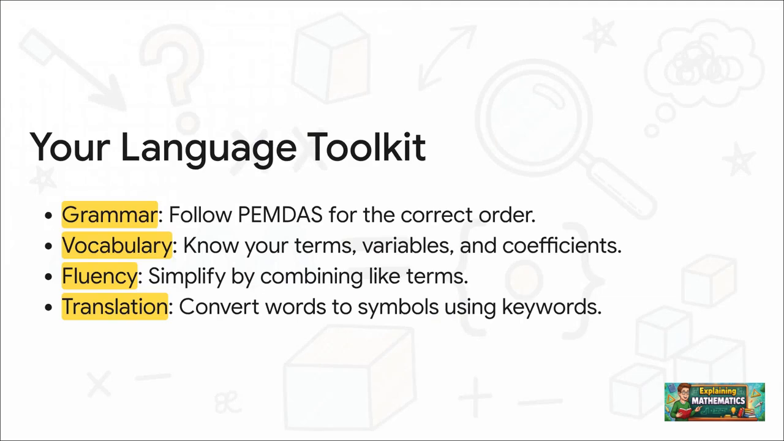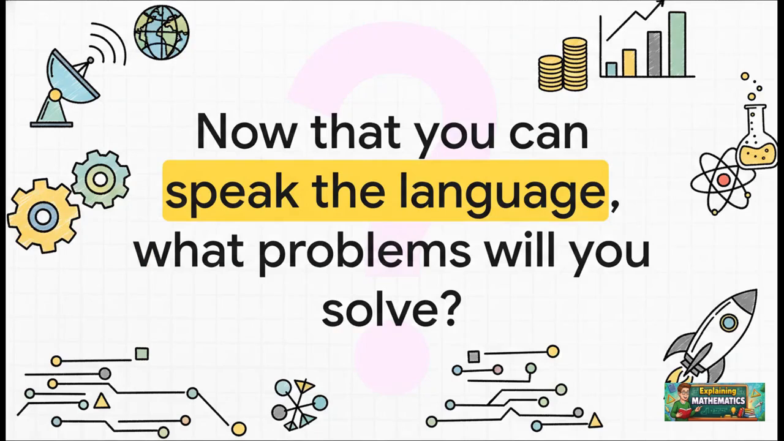And there you have it. That's your complete language toolkit for algebra. You have your grammar, which is PEMDAS. You have your vocabulary, terms, variables, all that stuff. You know how to get fluent by simplifying, and you can translate. You are ready to go. Because look, algebra isn't just a class you have to pass. It's a universal language for describing the world around us, from rocket science to just figuring out your finances. What we did today was just learn the basic building blocks. So the real question is, now that you can speak the language, what problems will you solve?